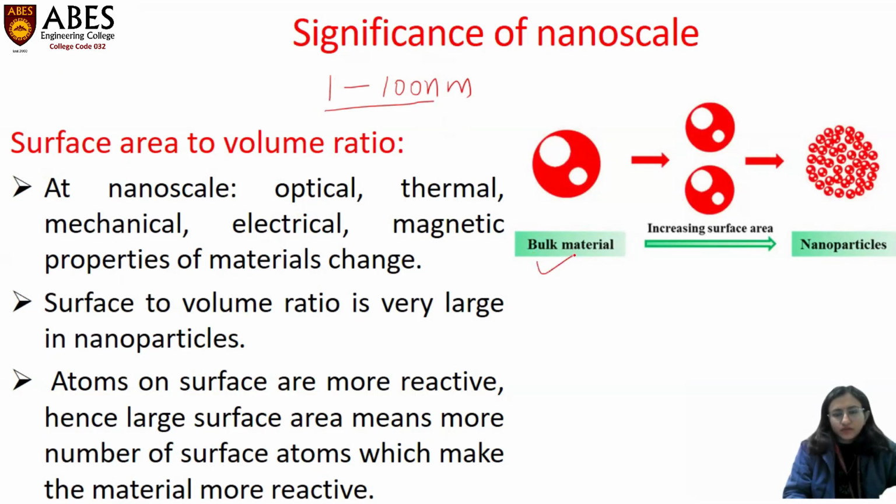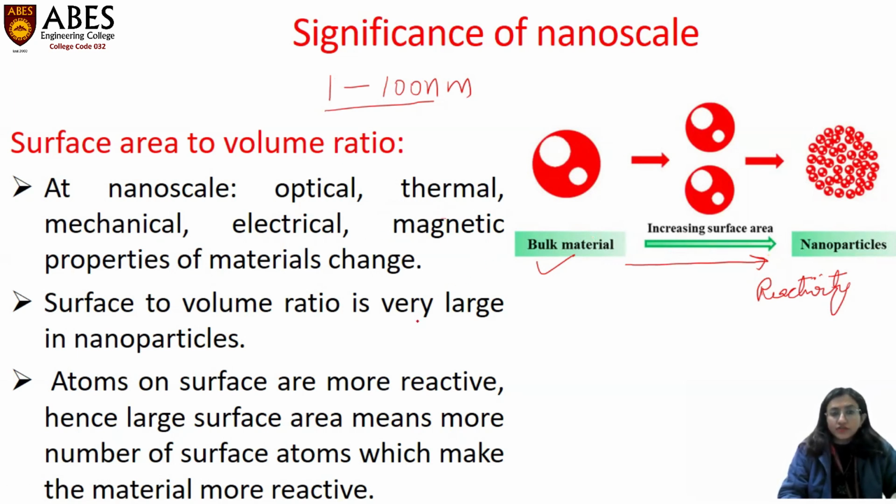If we have a bulk material whose size is bigger, there will be a smaller number of atoms on the surface. If we keep on reducing the size to the nanoscale, as we can see in this diagram, there are more atoms on the surface. So more atoms can participate in a reaction, which increases the reactivity of a nanomaterial in comparison to the bulk material. This increased activity is due to the larger number of surface atoms, which leads to variation of various properties like optical, thermal, mechanical, electrical, and magnetic properties.